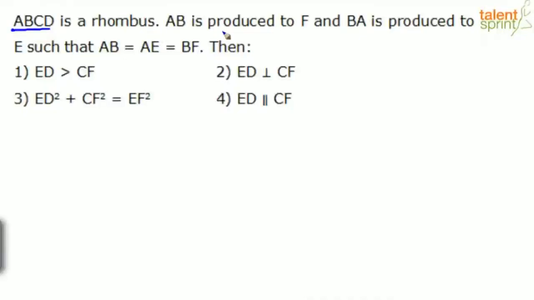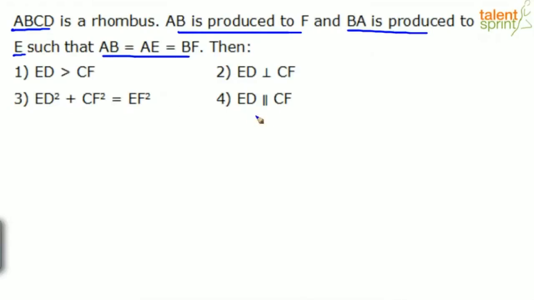ABCD is a rhombus. AB is produced to F and BA is produced to E, such that AE equals BF. Then which of these answer options would hold true? Option 1 is ED greater than CF. Option 2 is ED perpendicular to CF. Option 3 says ED square plus CF square equals EF square. And option 4 says ED is parallel to CF.